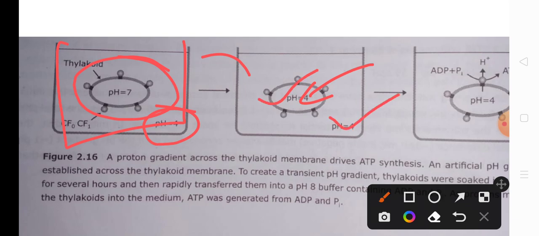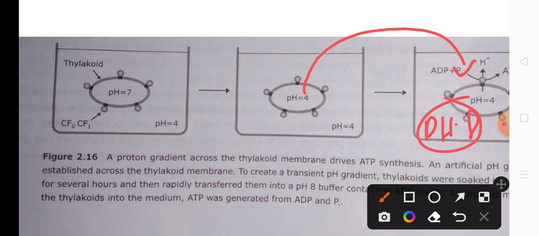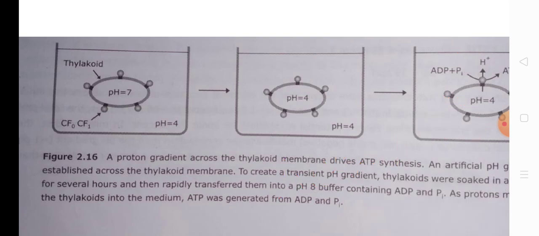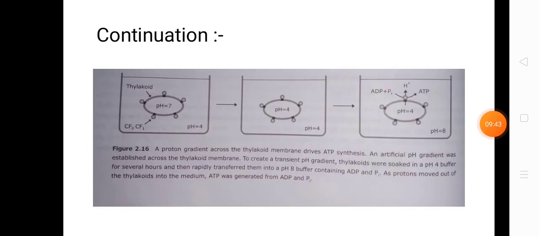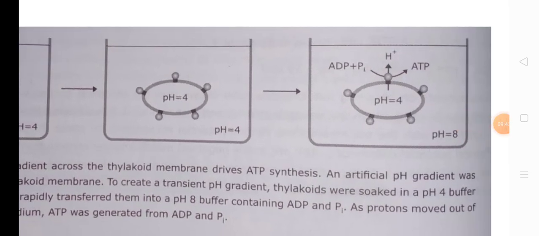Now what they have done, they have rapidly transferred this thylakoid vesicle into a pH 8 buffer solution filled with ADP and Pi. And remember again, here also the dark condition is mentioned. So as a result, what will happen? After some time, it was observed that ATP is getting synthesized.